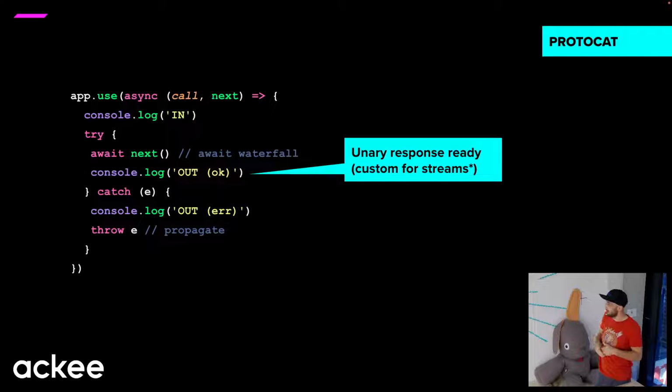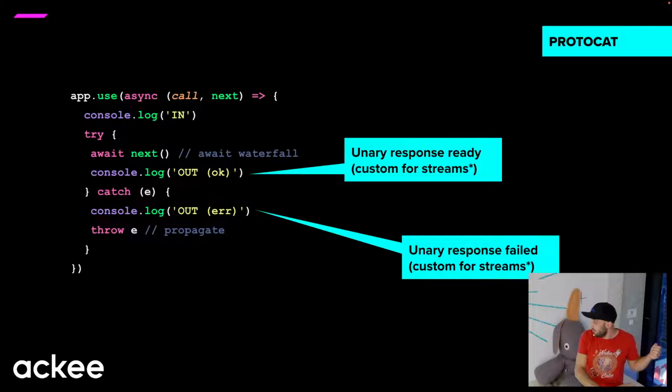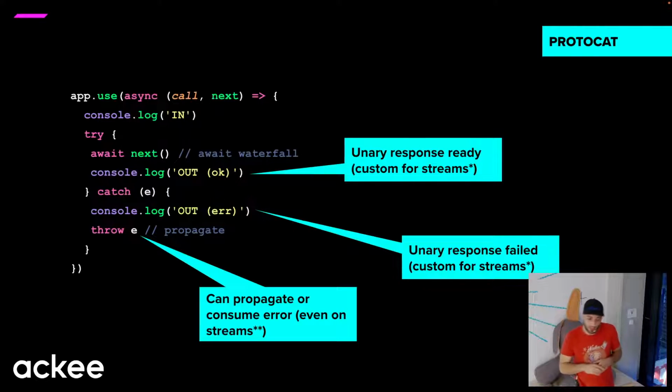And if you want it custom for streams, you can do it by delaying the promise. The same is for catching. And eventually you can even do some cool stuff with propagating errors on streams, but this is a bit hacky, so we don't do it by default, and we provide a special middleware for you to do it. But it's actually pretty cool stuff.